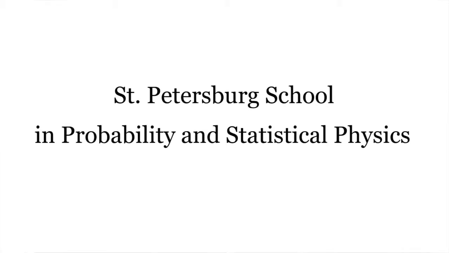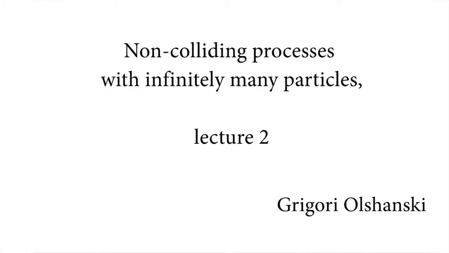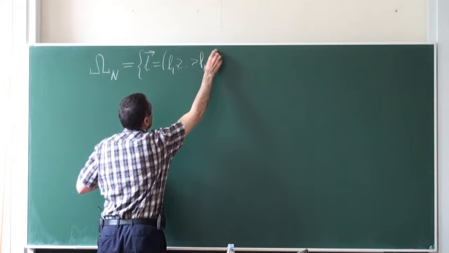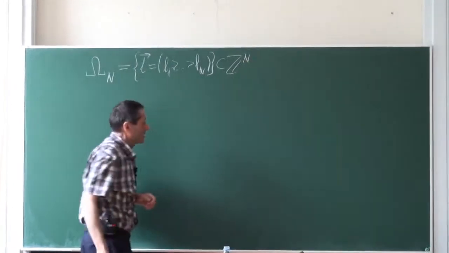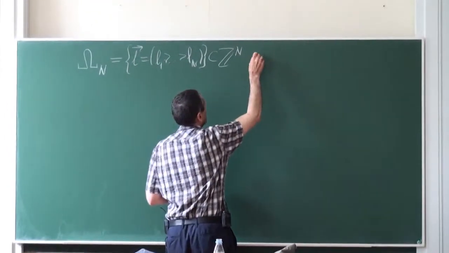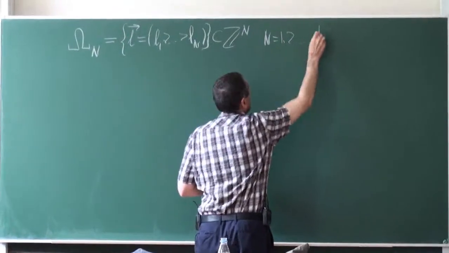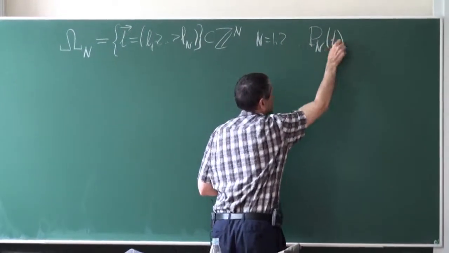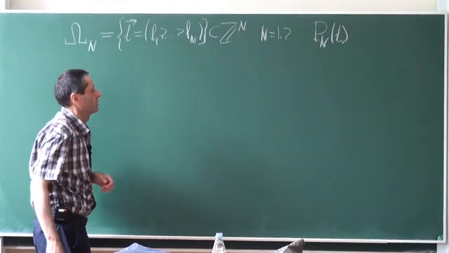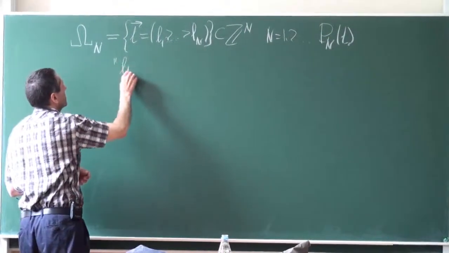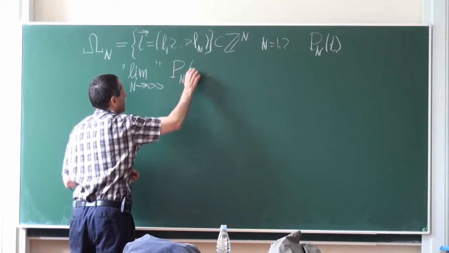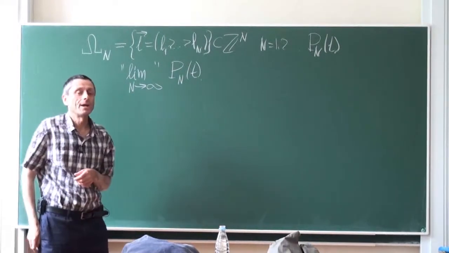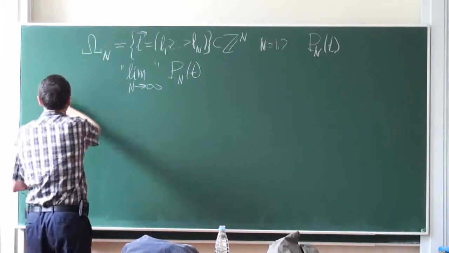Okay, so I recall that a point of this space is an n-tuple of integers. And I defined for every n a Markov semigroup on this space. The problem is how to define some limit of this semigroup. So the problem is what kind of limit I mean. I will explain this.